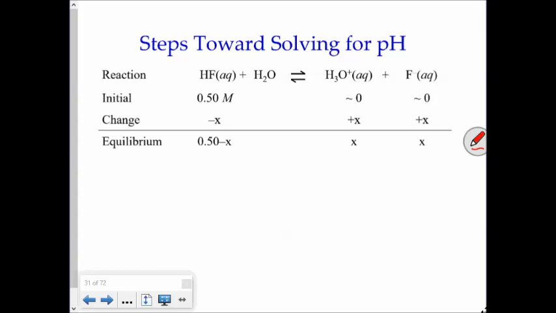We would put in our values. Any ideas what to do next? Yes, what's that thing called? That K thing? Expression. K expression. Yes, we're going to use our K expression. Very good. Ka expression. So our Ka expression here is going to be what? Well, what's our expression first? H3O plus on top, concentration of the F minus over concentration of the HF.